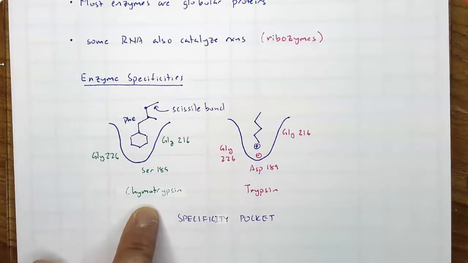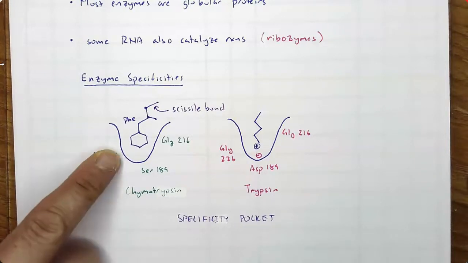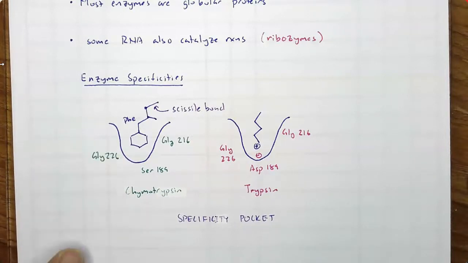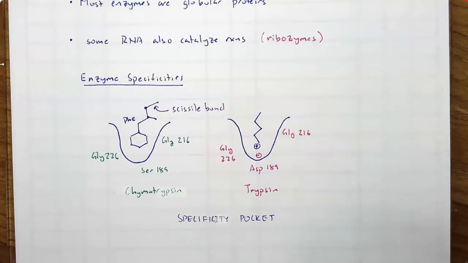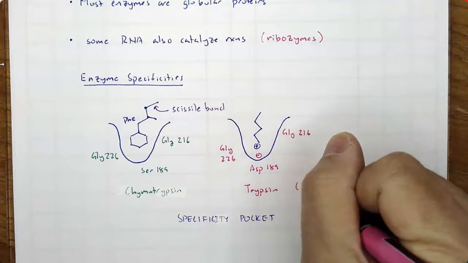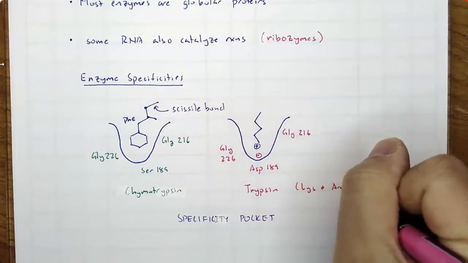Now, we saw chymotrypsin at the beginning of the video. It cleaves at the C side of aromatic amino acids. So here we have phenylalanine, just the carbon skeleton. But trypsin, what does it cleave? It cleaves on the C side of basic amino acids, like lysine and arginine.